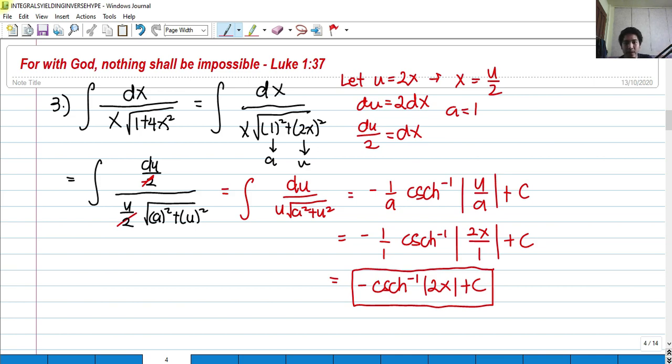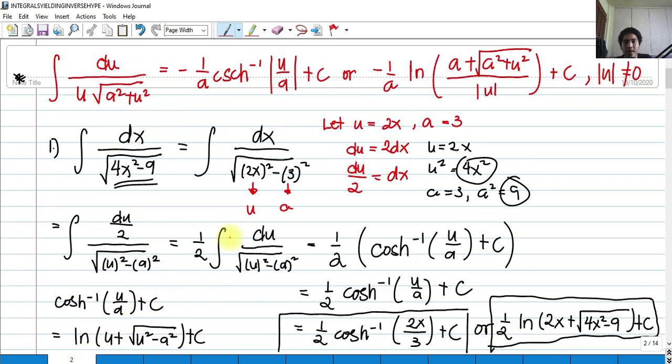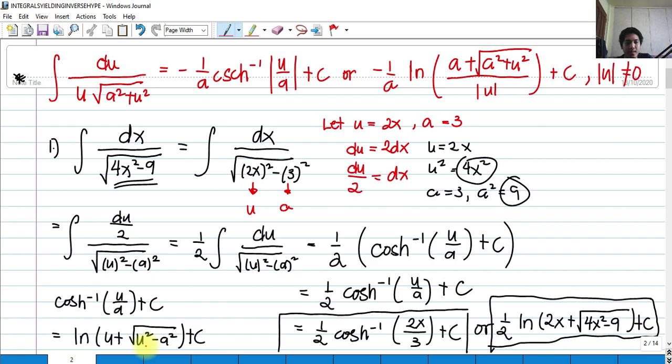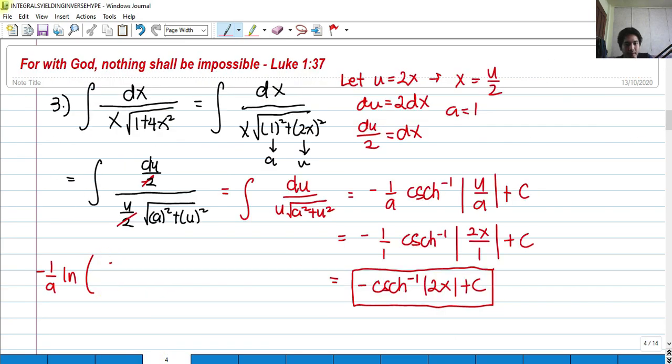Okay? So if we convert this into ln, we have the formula here: negative 1 over a ln, natural logarithm of (a plus the square root of a squared plus u squared) all over the absolute value of u plus c. So we're going to transform this into natural logarithm. So we will be having negative 1 over 1.